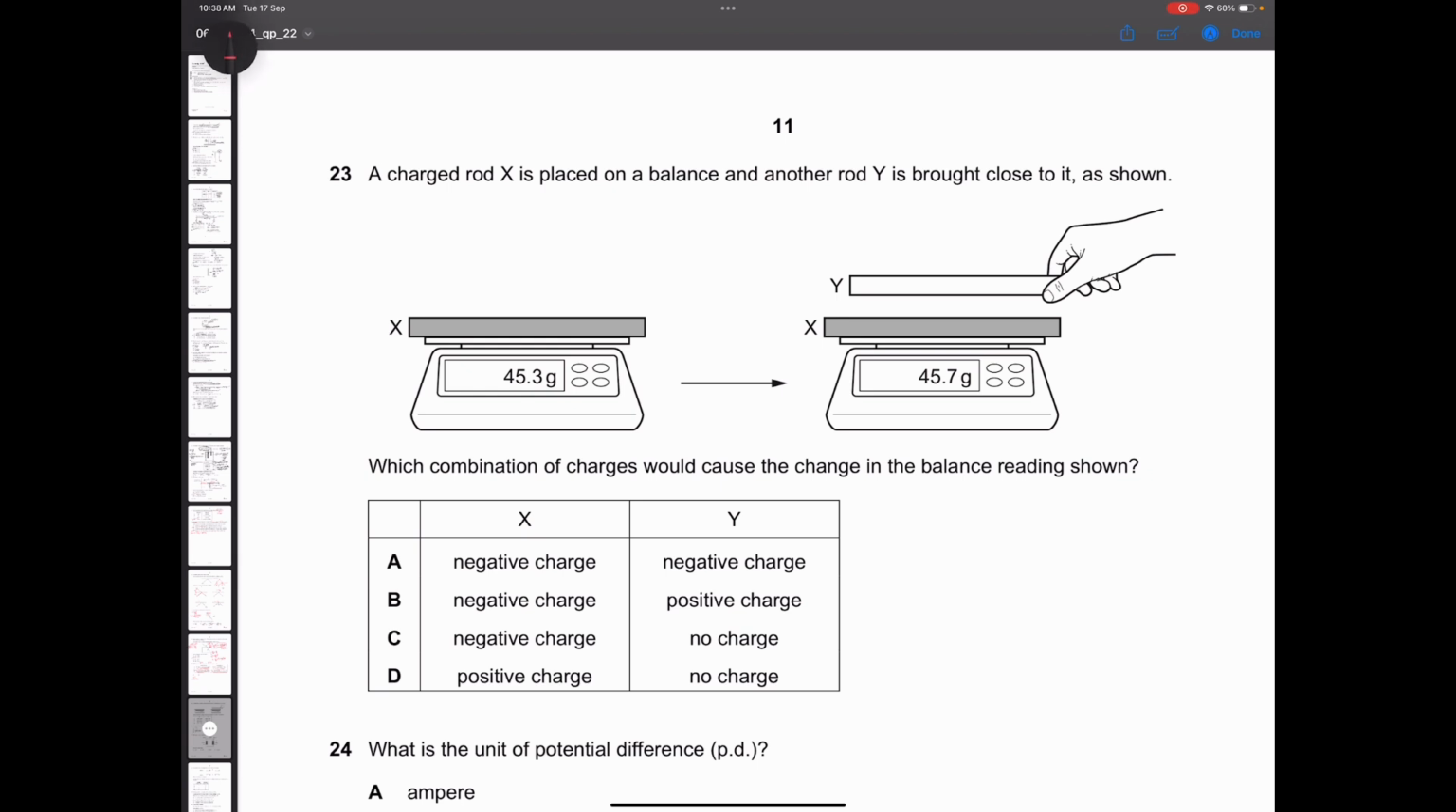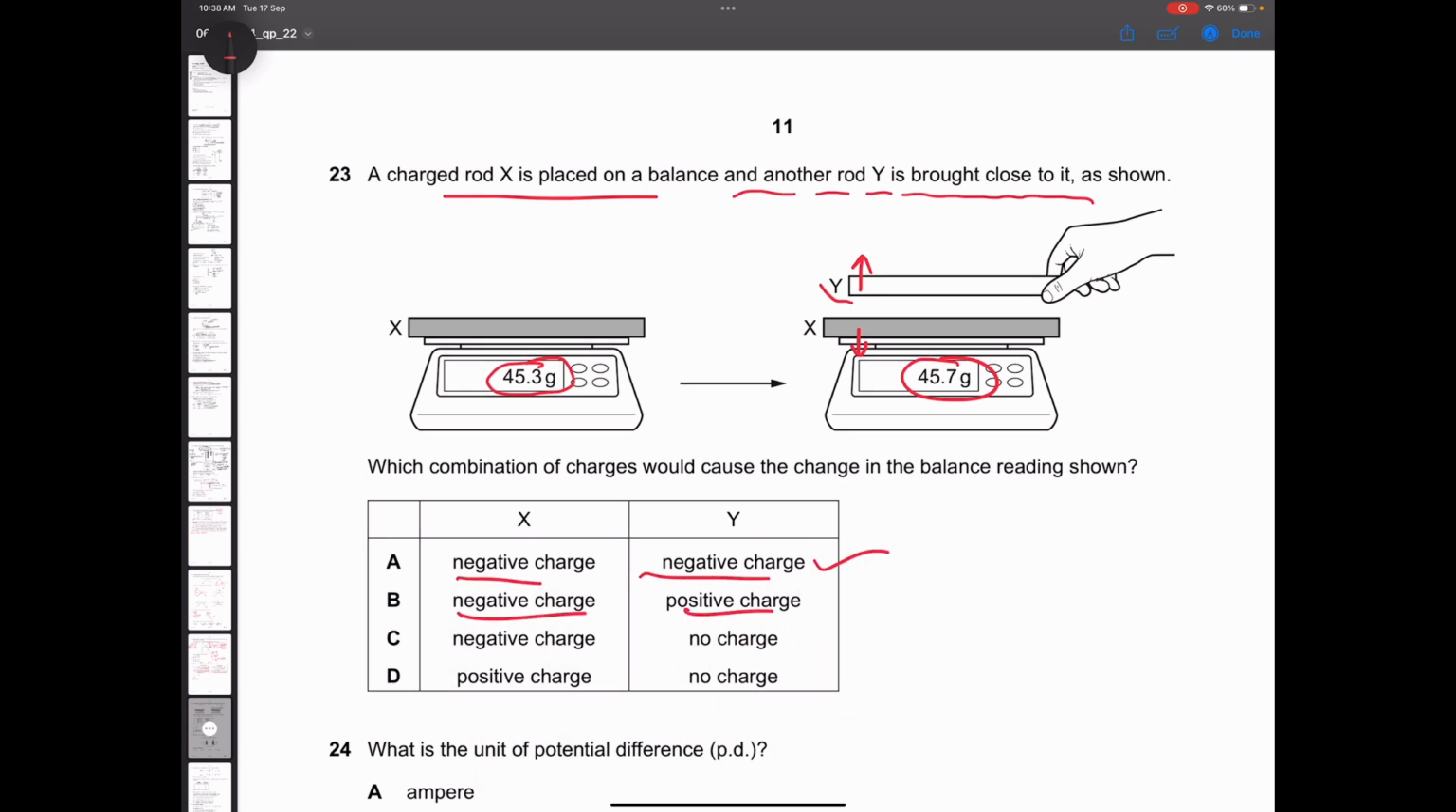Okay, so there is a charged rod on a balance and another rod Y is brought close to it. The reading currently is 45.3 and now it is 45.7. Interesting question. Simply by bringing a rod above it, we are not even touching both of them. There is a change in the mass, or we can say there is a change in the force being exerted. So most likely both of them are trying to repel each other. X does not have any place to go, so the weight is just increasing. Both of them must be repelling each other, and for repulsion, positive repels positive and negative repels negative. We have negative here, so this should be correct.